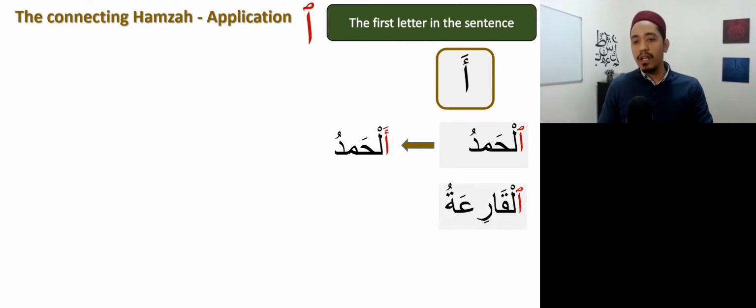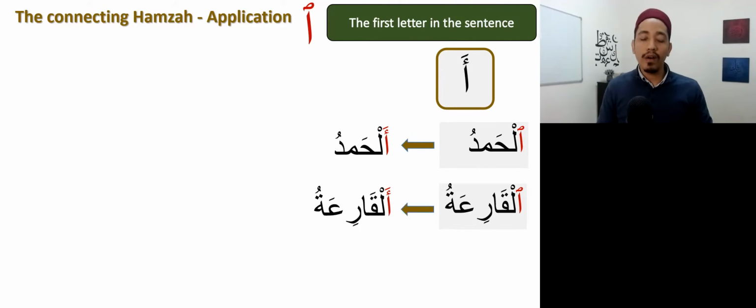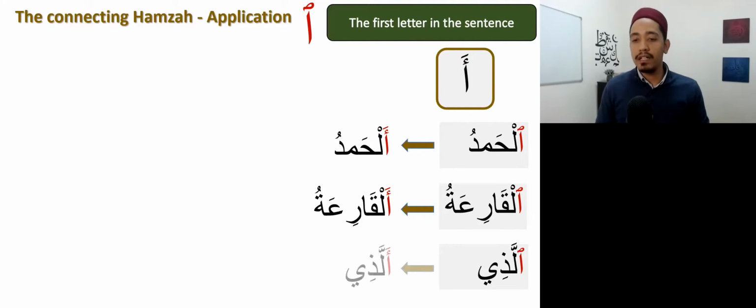Look at another example. Al-Qari'atu. The name of the surah, and the surah begins like that as well. Al-Qari'atu. Al. The connecting Hamza has a fatha. Another example. Alladhi. Fatha on the connecting Hamza. When does the connecting Hamza get a fatha? When it's in the beginning of the sentence?